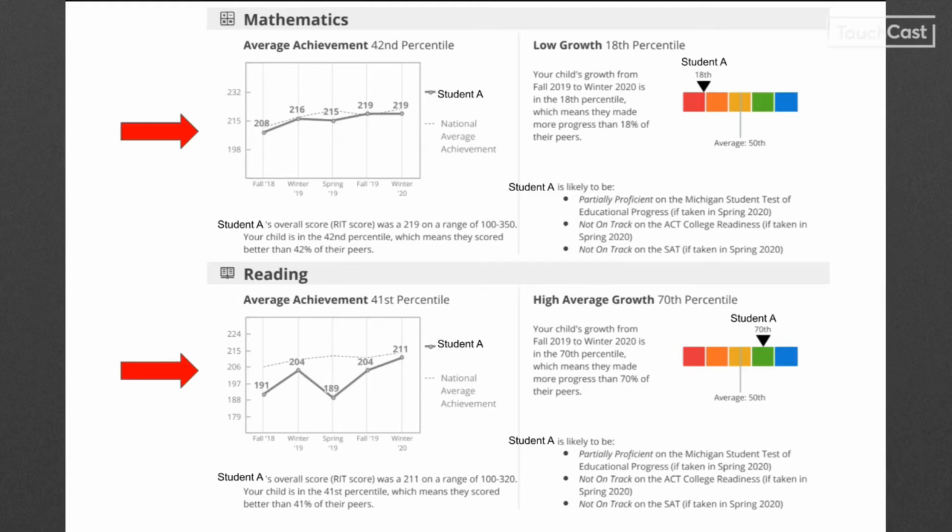Most students drop a couple of points over the summer. It's not unusual to see a dip in scores. In this example, student A actually made great gains over the summer.